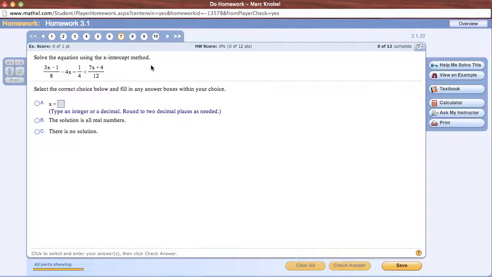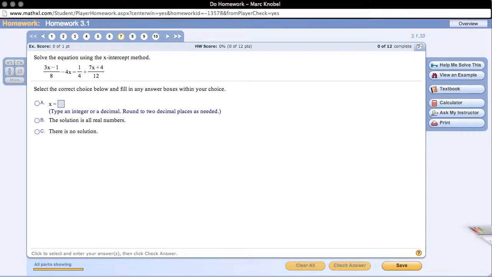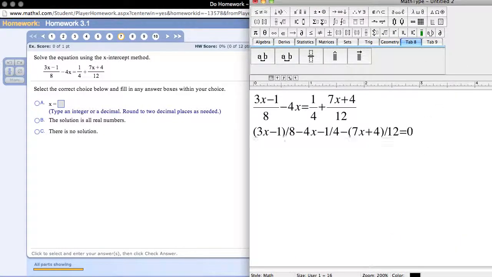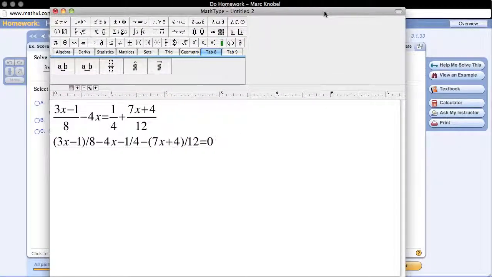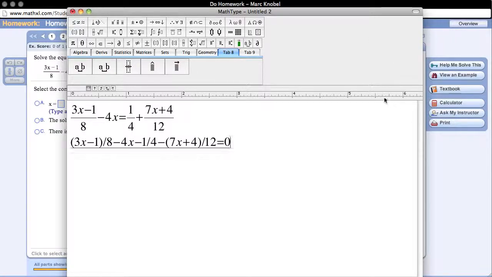Before I do this, I'm going to bring up the equation again so you can see it. Let me bring it into the screen. Now the equation we're solving is a little bigger to see on tinier view screens at home. It's 3x minus 1 over 8 minus 4x equals 1/4 plus 7x plus 4 over 12. Since I don't have vertical fraction bars on the graphing calculator, I'm going to enter it as an expression.